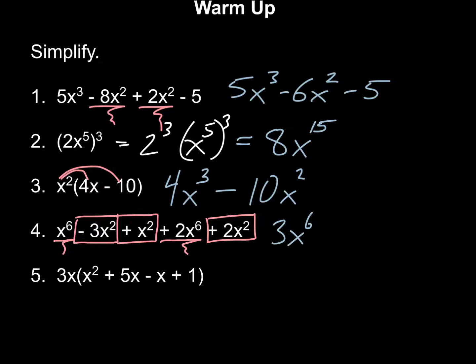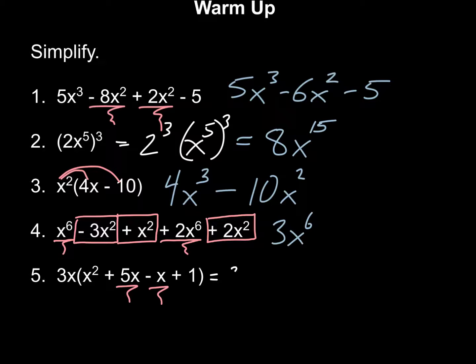All right, and finally in number 5. There's two different ways you can do number 5. You can either distribute the 3x into all 4 terms at the start, or you can start by combining like terms at the start, because we have a 5x and a minus x. I like to combine the like terms first, just as a matter of my own habit, so I'm going to go ahead and do that first.